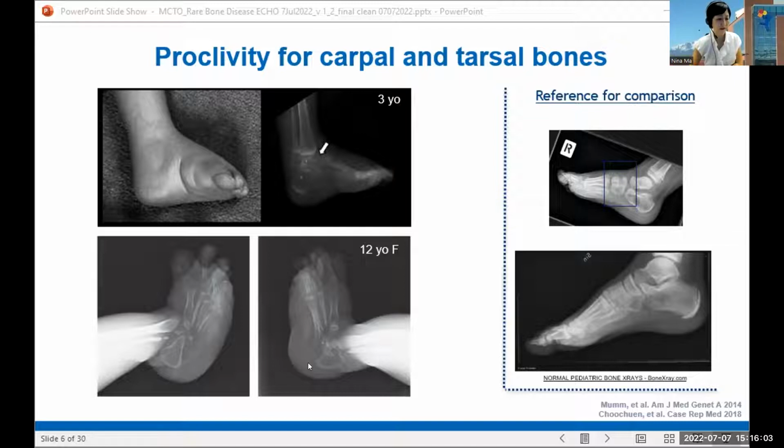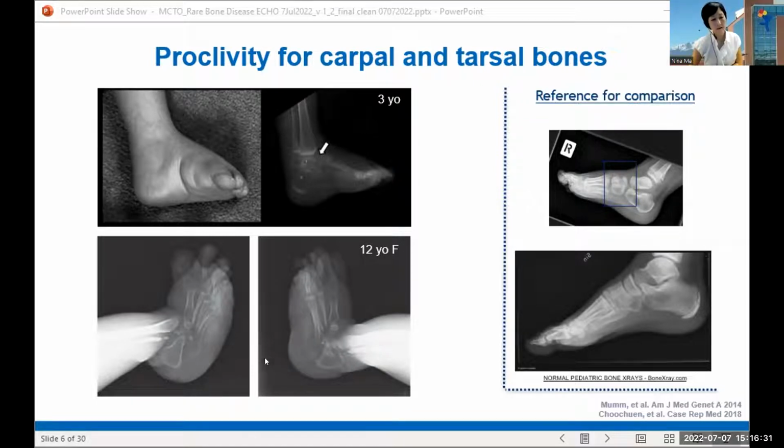And in this patient, there is additional involvement of the calcaneus and the talus bones, whereas the child above at age 3 years had relative preservation of the calcaneus and the talus bones. This 12-year-old child also demonstrates osteolytic changes at the distal tibia, as well as the distal fibula, and also the proximal metatarsals appear abnormal as well.